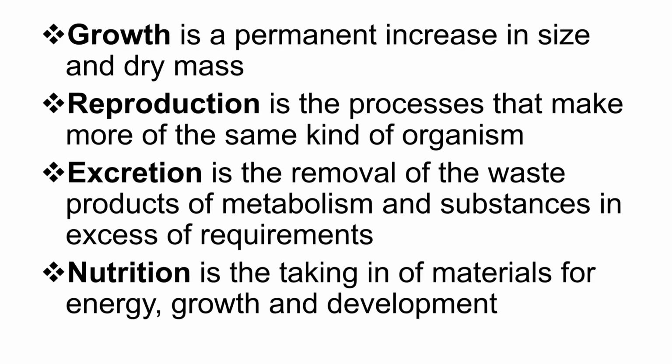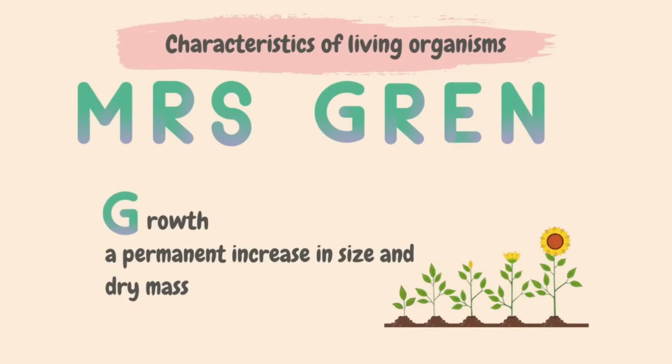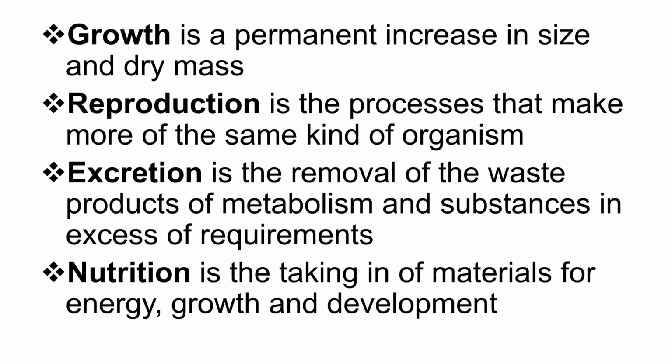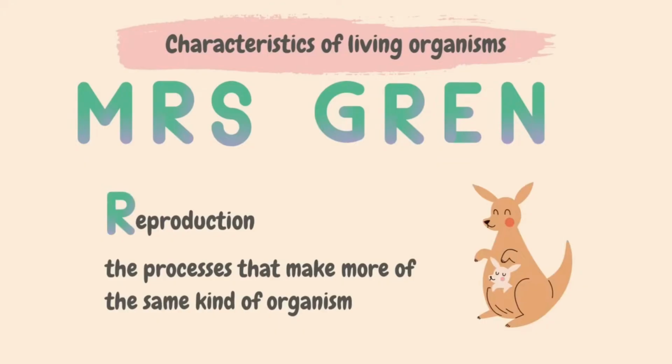Then we have growth, which is a permanent increase in size and dry mass. A typical example that I always give my learners is that of how they used to look when they were 2 and what they actually look like today. There is permanent increase in size. They do not look the same. They have grown. And then we have reproduction, which is the process that makes more of the same kind of an organism.